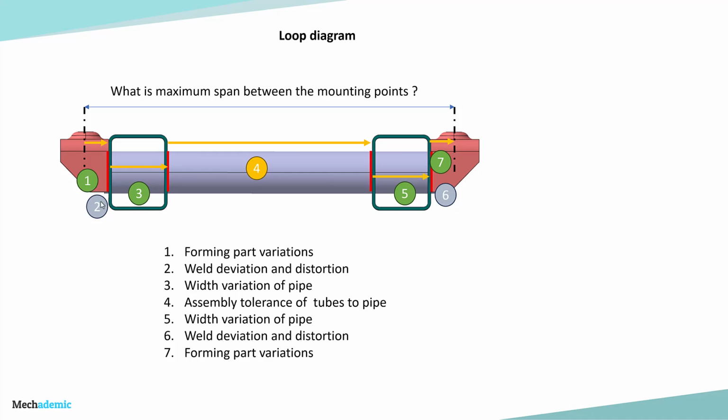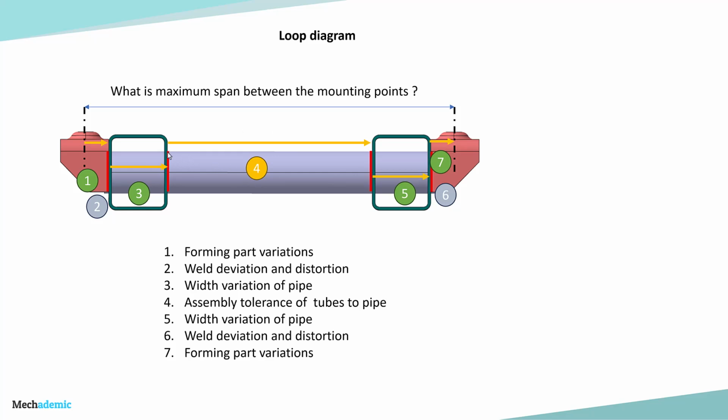Then specification number 2 is about weld distortion. So when a bracket is welded onto another member, there is weld deviation or weld distortion which takes place, which contributes to the overall assembly tolerance. So the second source of deviation is weld distortion. Third is width variation of the pipe. So when the pipe is manufactured, it will have inherent width variation, that is nothing but the part variations of the rectangular pipe. And then there will be assembly tolerance when the two rectangular tubes are welded to the pipe, the circular pipe, which is shown over here.